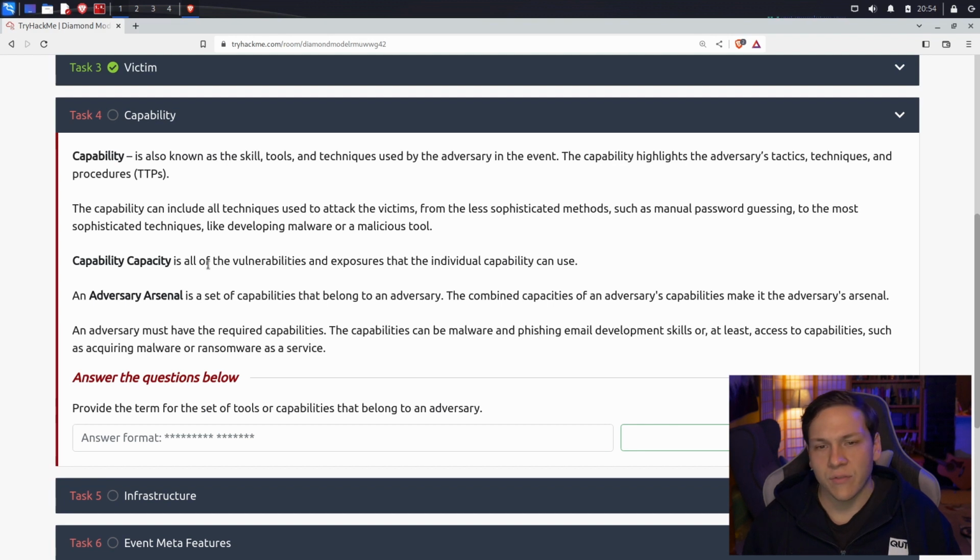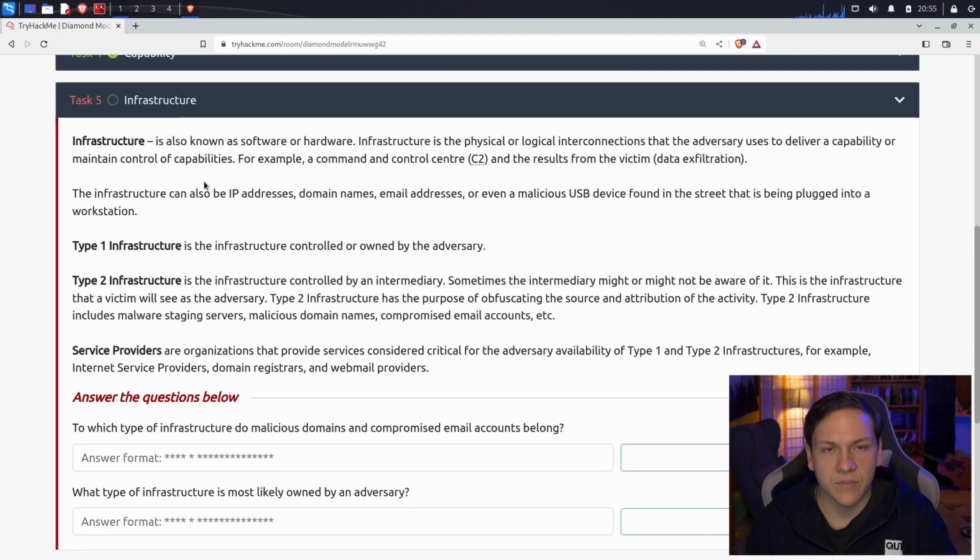An adversary must have the required capabilities. The capabilities can be malware and phishing email development skills, or at least access to capabilities such as acquiring malware or ransom as a service. Provide the term for the set of tools or capabilities that belong to an adversary. That's an adversary arsenal.